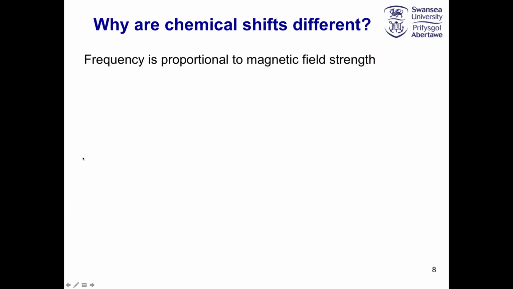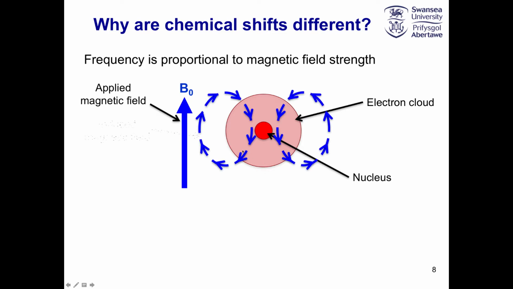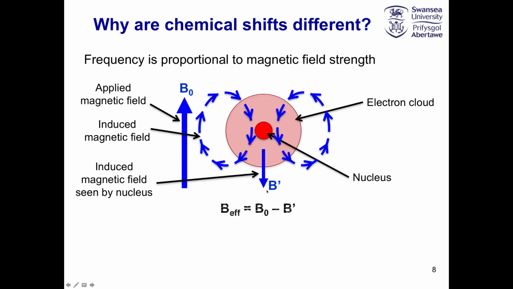So why do we get different chemical shifts? Frequency is proportional to the magnetic field strength, but if the applied magnetic field is constant, how is it different for different nuclei? The answer to this lies in the electron clouds that surround the nuclei. When the sample is placed in the magnetic field, these electrons start to circulate, generating a magnetic field of their own. At the nucleus, this opposes the applied magnetic field, giving an effective magnetic field that is different to the applied one.